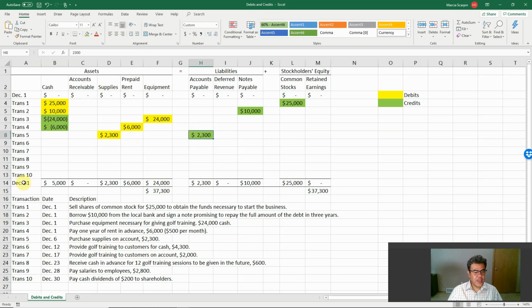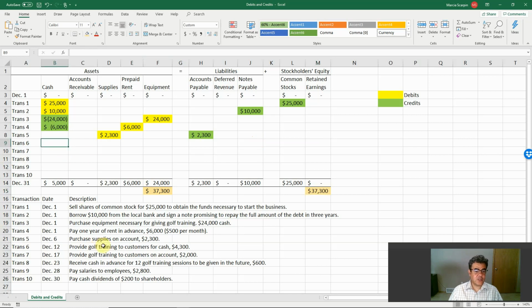And if we check here on December 31st, we are summing our accounts here, summing our accounts there. And here we have the sum of our assets equal to the sum of liabilities plus stockholders' equity. These two numbers must match all the time.